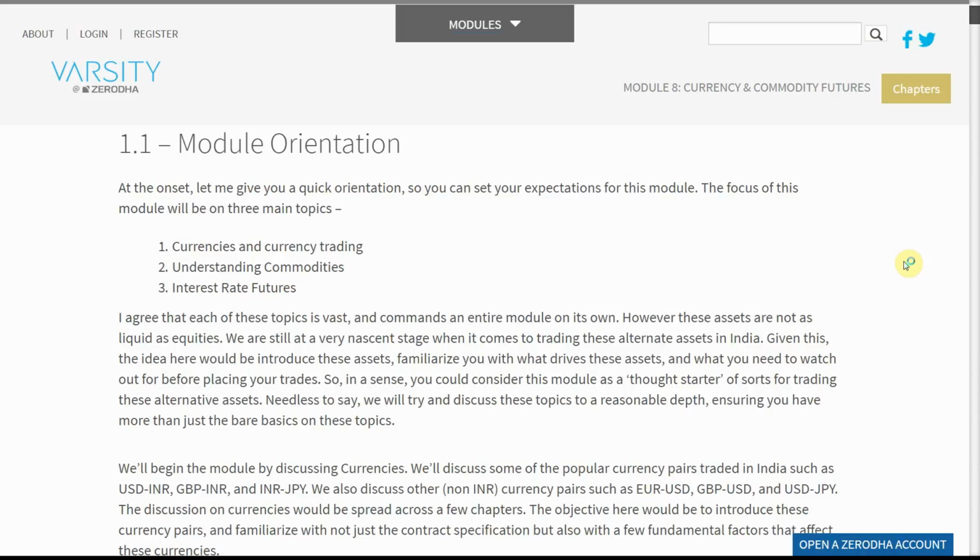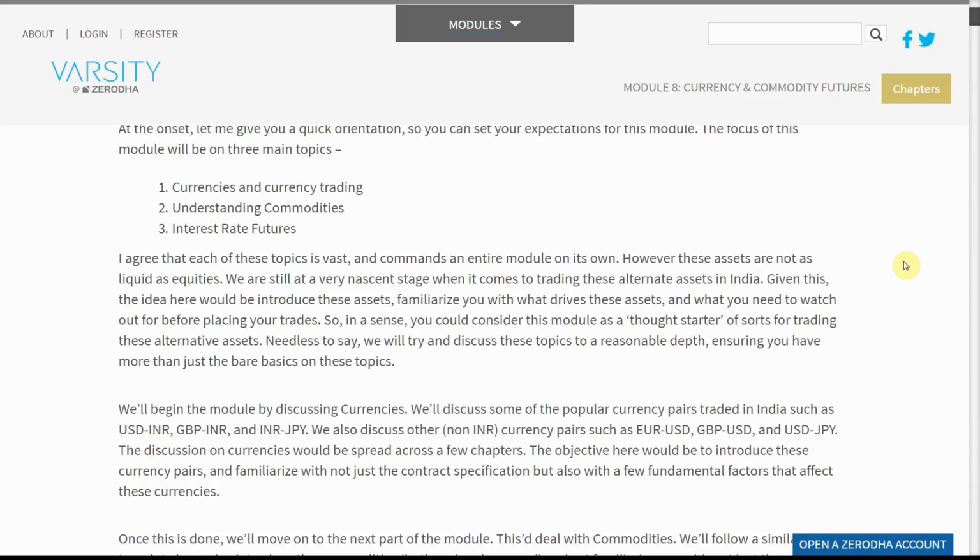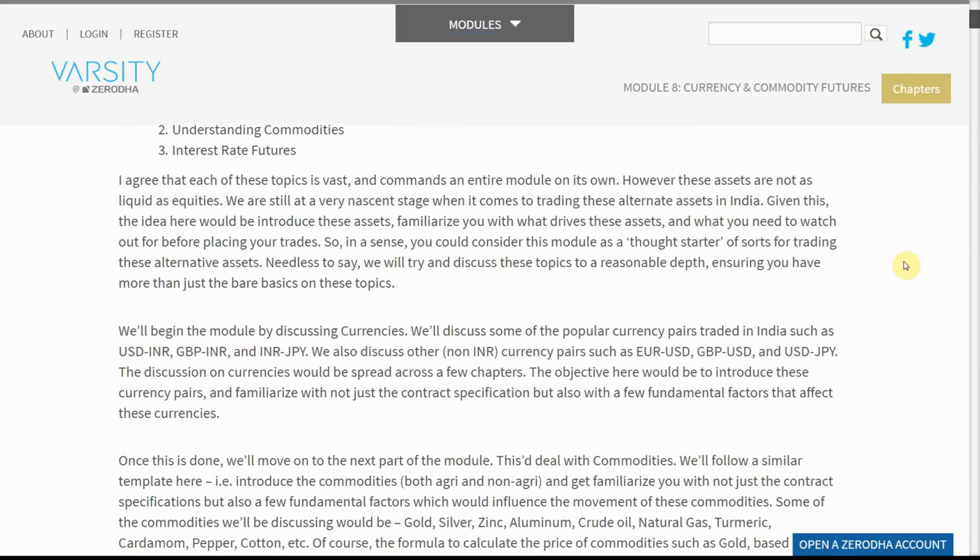I agree that each of these topics is vast and commands an entire module on its own. However, these assets are not as liquid as equities. We are still at a very nascent stage when it comes to trading these alternate assets in India. Given this, the idea here would be to introduce these assets, familiarize you with what drives these assets, and what you need to watch out for before placing your trades. So, in a sense, you could consider this module as a thought starter of sorts for trading these alternative assets.